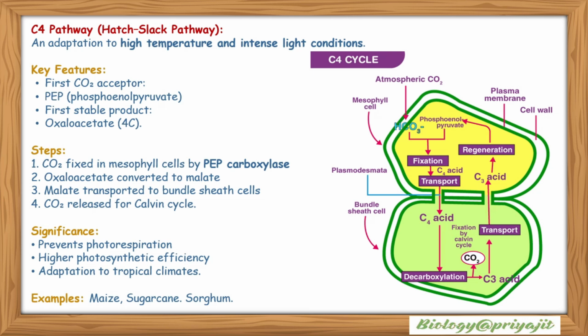The key features of this pathway: first, the carbon dioxide acceptor is PEP or phosphoenol pyruvate, and the first stable product is oxaloacetate, which is a 4-carbon compound. The steps are: carbon dioxide is fixed in mesophyll cells by PEP carboxylase, then oxaloacetate is converted to malate, then malate is transported to bundle sheath cells, and carbon dioxide is released for the Calvin cycle. The significance is as follows: it prevents photorespiration, gives higher photosynthetic efficiency, adaptation to tropical climates, etc.